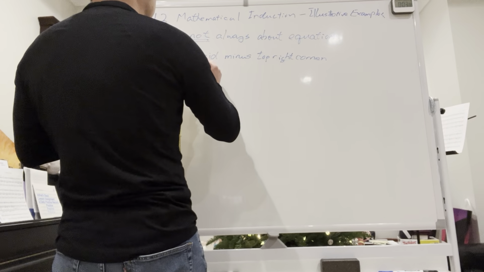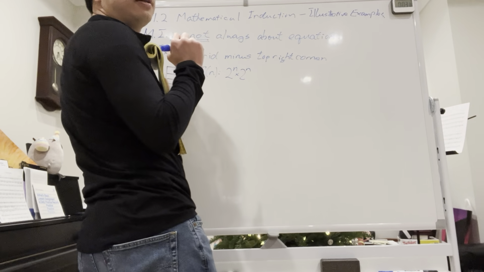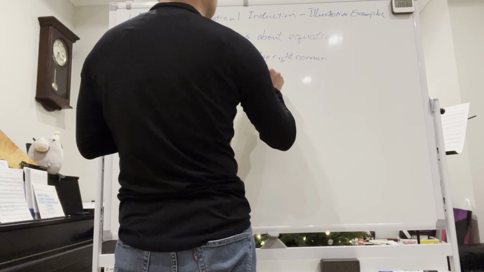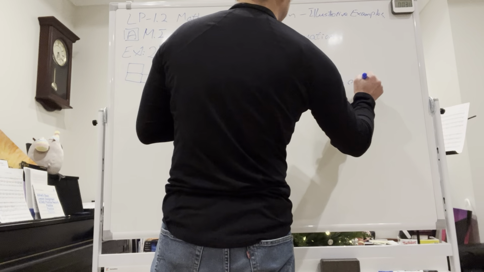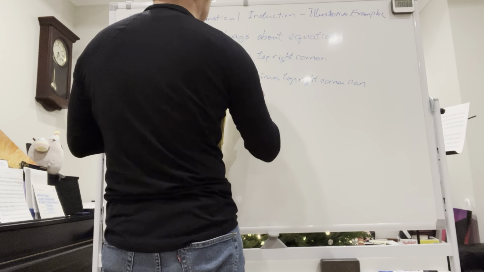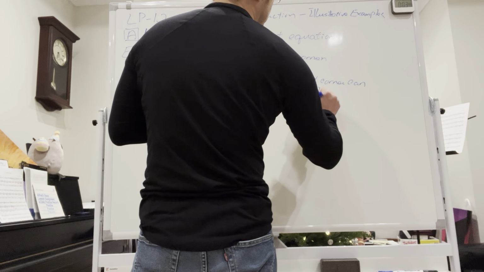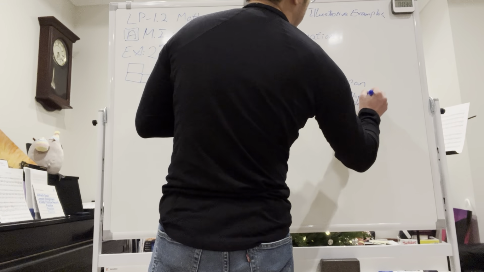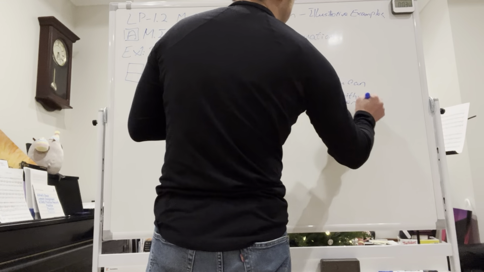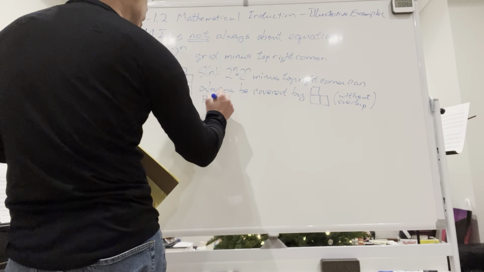So I want the statement S of n to be: this board, minus the top right corner, can always be covered by this piece, without overlap. I'll explain what without overlap means. As you can see, this is a statement about a positive integer n, but it's not an equation. It doesn't have any equation to it.